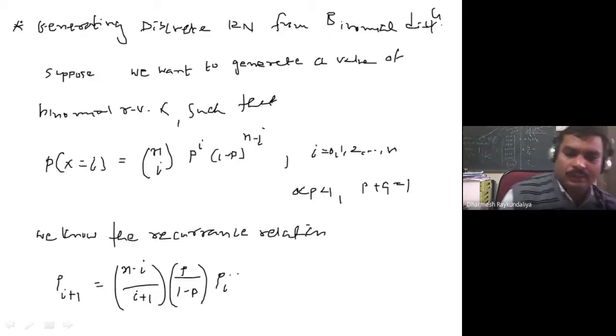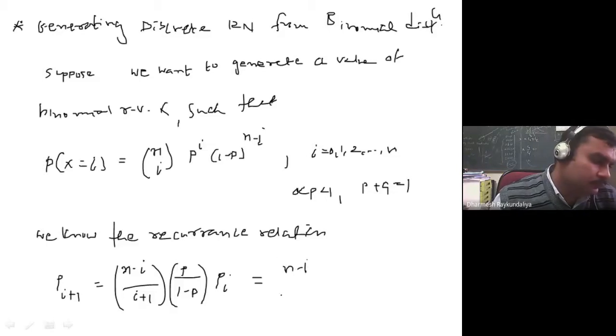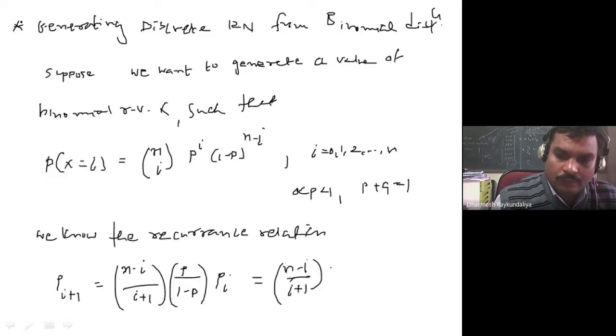So what do we have to do? If I am saying that (n minus i) upon (i plus 1), what do I call it? I call it C. Here, where C equal to, I am just redefining the notation.